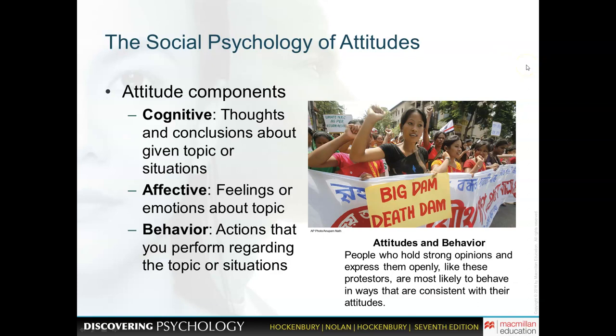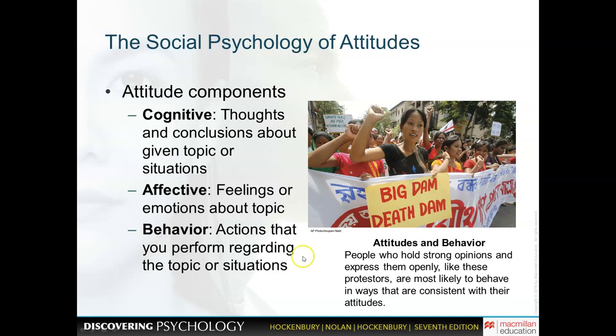Okay, so when it comes to talking about attitude, there are three different components that we want to focus on for a minute, and that is the cognitive component. Okay, so basically, our thoughts and conclusions about a topic or a situation. And the affective, that's our feelings or emotions about a certain topic. And last but not least, the third component is behavioral, and that's actions that we perform regarding the topic or situations.